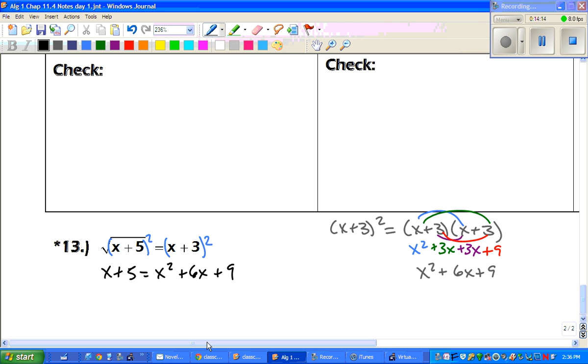And now we would do the same thing, where we would want to solve for x by getting one side equal to 0. 0 equals x squared plus 5x plus 4. And then you would continue to break it down and keep going. Okay? So that one, if you guys want to finish, you can do that all on your own.